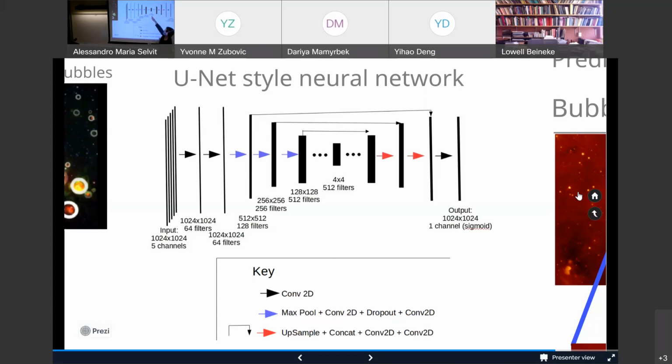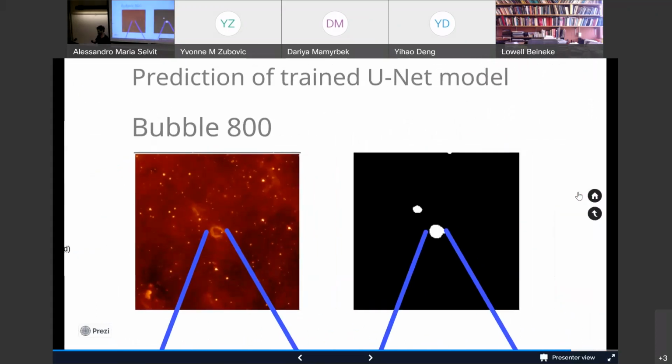So that's the first half of the model. The second half of the model tries to associate those complex structures with different parts of the image. We end up with a final output, which is one channel wide, 1024 by 1024 pixels. Each pixel has a number between 0 and 1. That number represents the probability that that pixel is bubble associated. So I designed such a model and started training it on the bubbles.